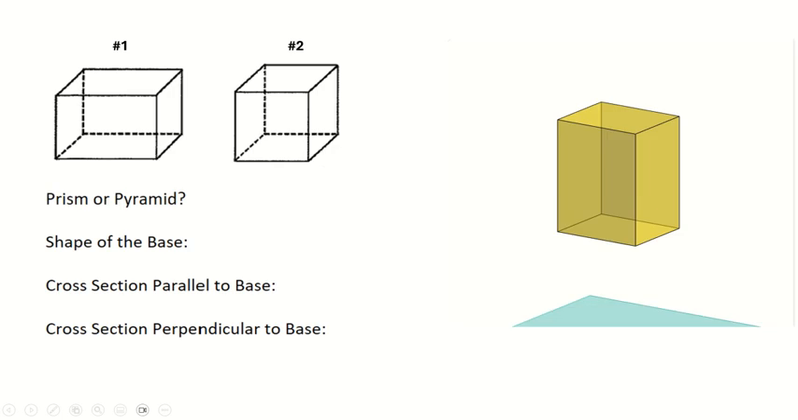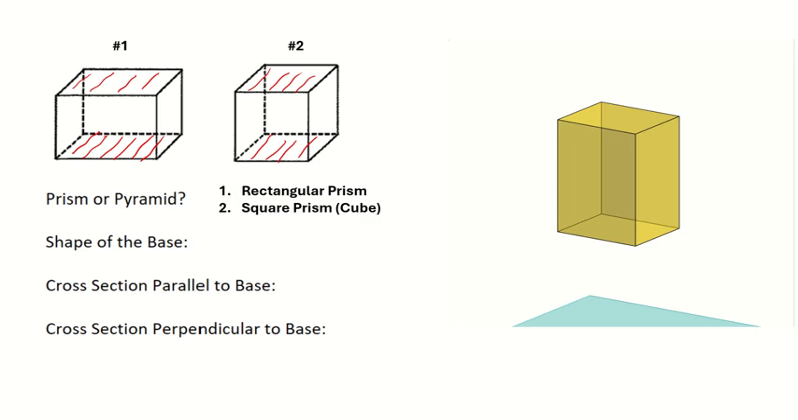So we're going to look at a few solids here. We have two solids here, and are they a prism or a pyramid? Well, these are both prisms. If you look at the base, you have two bases. In this case, you've got rectangular bases, right? Two bases, one on either end. They're identical. So squares are rectangles. So they're a rectangular prism for the first one, and then the second one is a square prism or a cube.